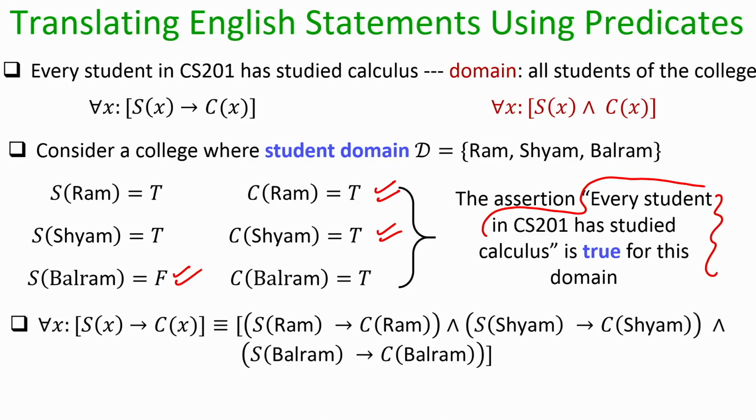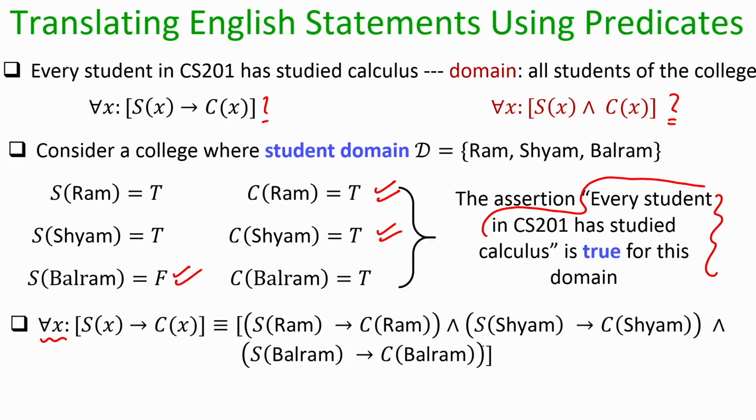Now, let us consider the two expressions. Our goal is to identify whether it is the expression number 1 or expression number 2 which represents the assertion that every student in CS201 has studied calculus. So, if I consider the first expression, which is for all x, S of x implies C of x, and if I substitute x equal to Ram, x equal to Shyam and x equal to Balram, then this universally quantified statement gets converted into a conjunction of 3 propositions.